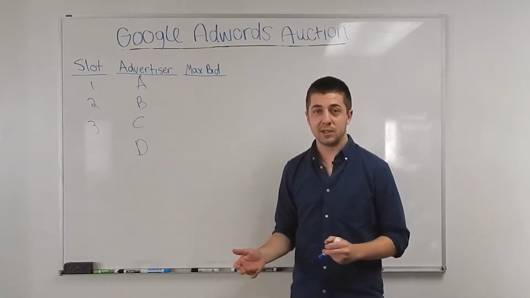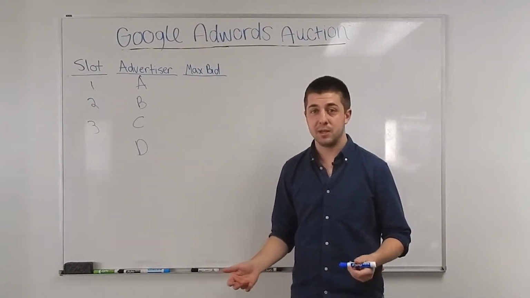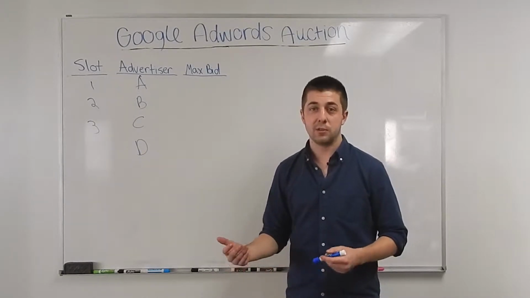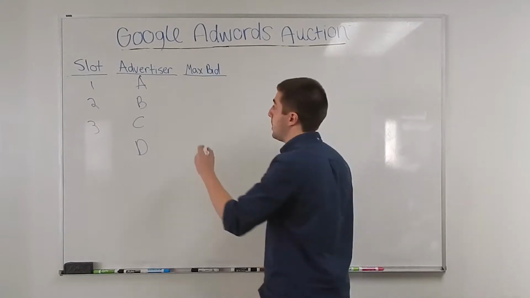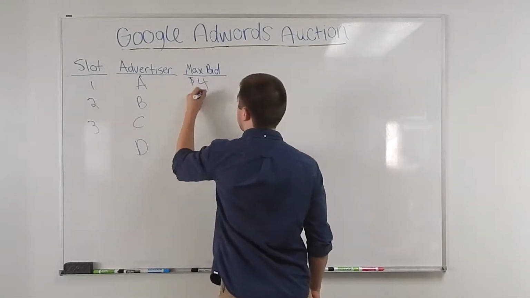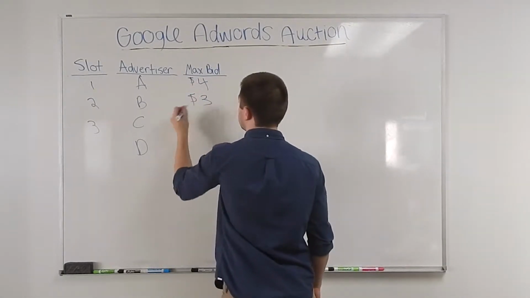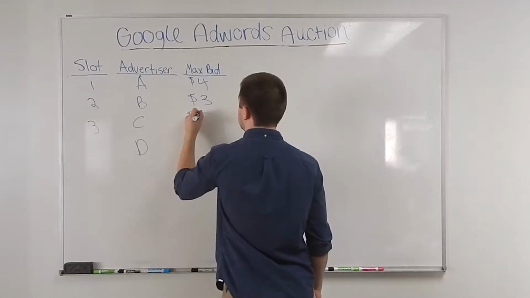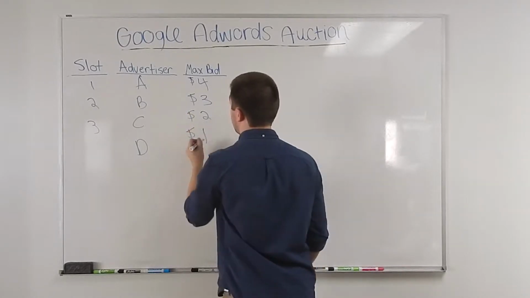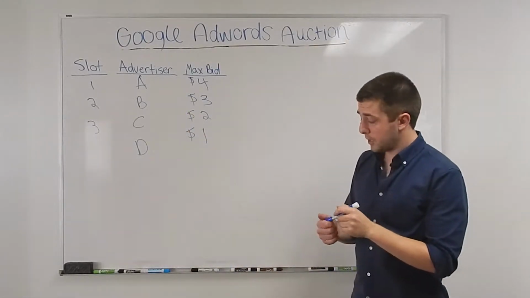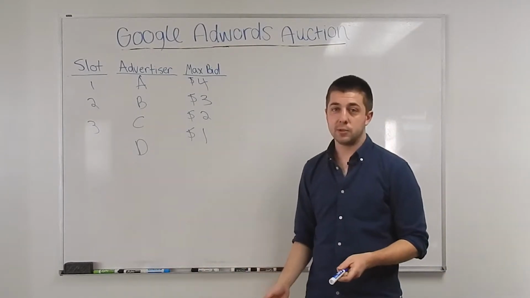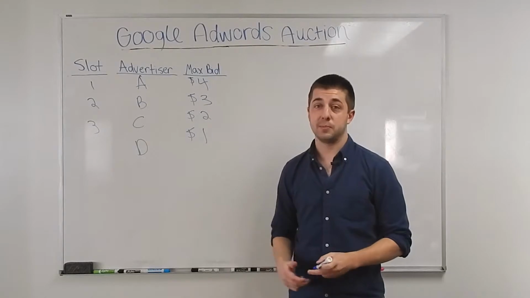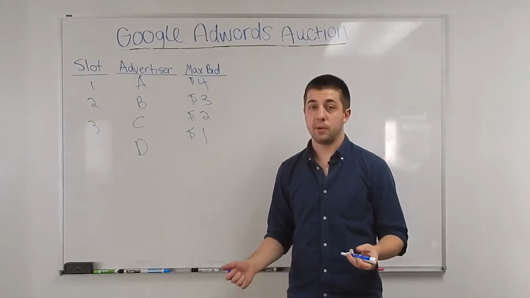So each of these advertisers is going to have to make what's called a max bid. This max bid is basically the price that they're willing to pay in order to be shown in those search engine results. So let's just say that advertiser A is willing to spend $4, advertiser B is willing to spend $3, advertiser C $2, and advertiser D only $1. So in this case, without Quality Score or anything else in the equation, whoever does have the highest max bid is going to get that number 1 spot.